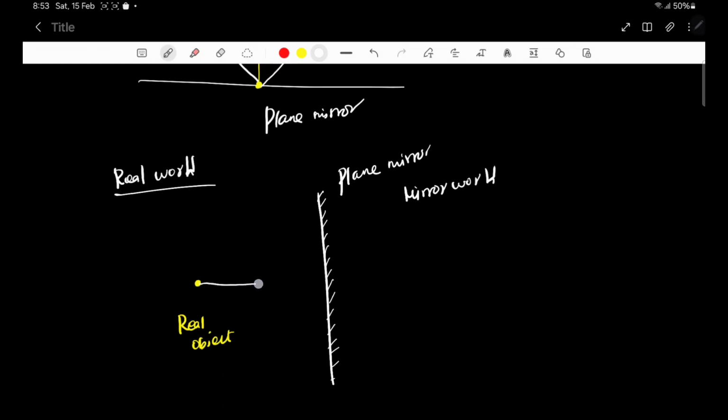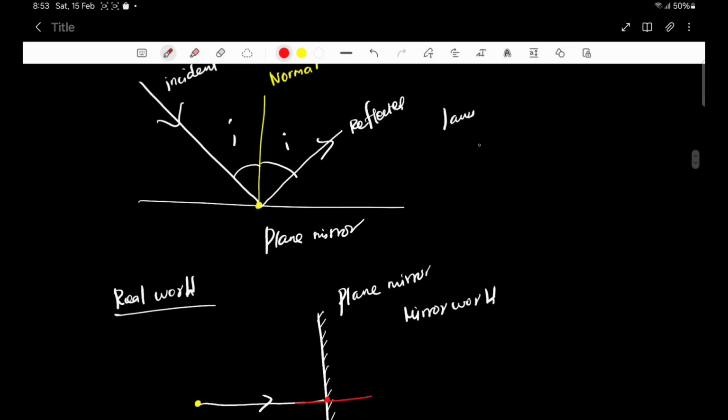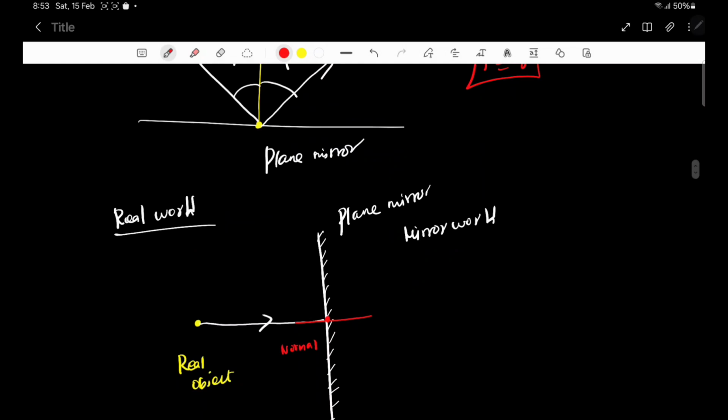Consider one light ray like this. This light ray is approaching the plane mirror in this way. At this point of incidence, if I draw the normal, it is going to be like this. You can very clearly see one thing here: the incident ray is making zero angle of incidence. From the laws of reflection, the angle of incidence is equal to the angle of reflection. So if the incoming light ray is making zero angle of incidence, the reflected ray is also going to make the same zero angle of reflection. So this is going to be the reflected ray's path.